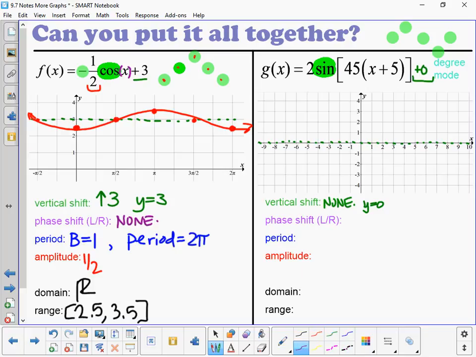Okay, so now for the phase shift. The phase shift tells me how far the function moved to the left and the right, and you can see from this grouping that x, the starting value of that cycle is shifted to the left 5. So I can go ahead and put my starting point for that cycle right here.